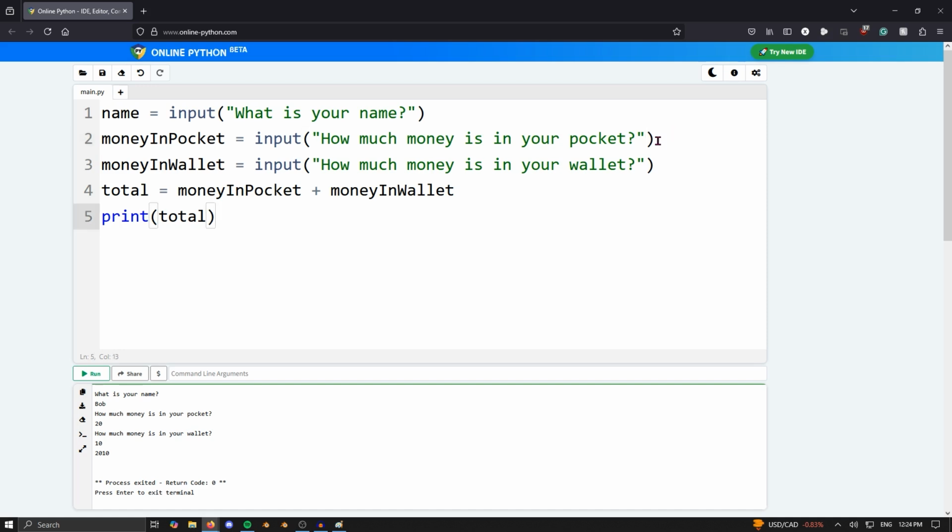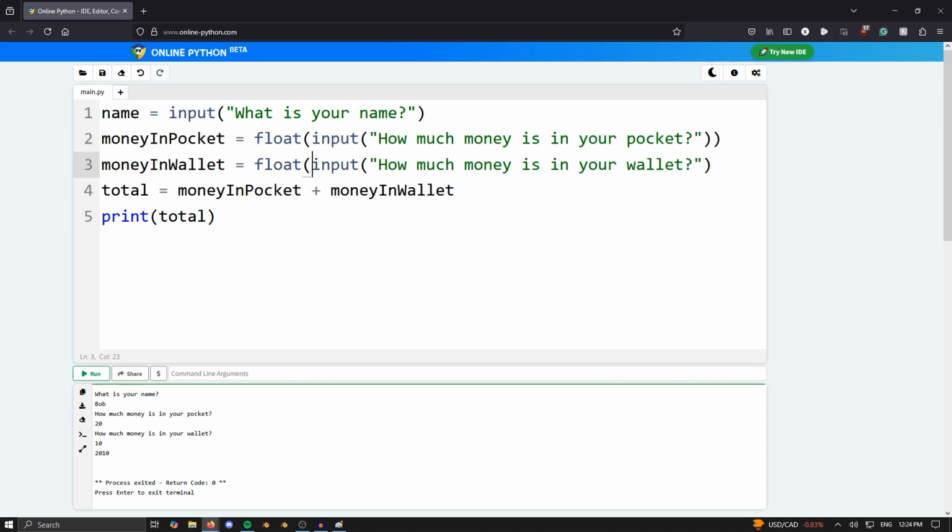So how do I tell the computer that the answer to this question is going to be a number and not a sentence? I have to add this word in front called float. So I say float, bracket, and then I close the bracket on the very end. So this whole thing lives inside of that float. Same thing for the other one. I'll say float, I'll open the bracket, and I'll close the bracket.